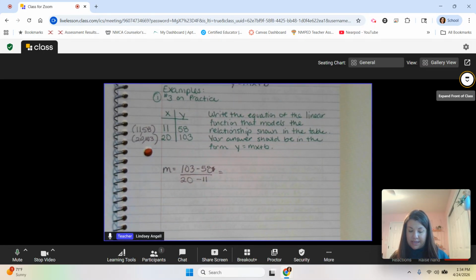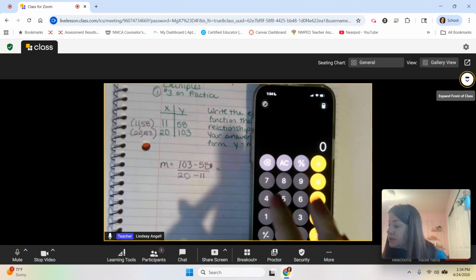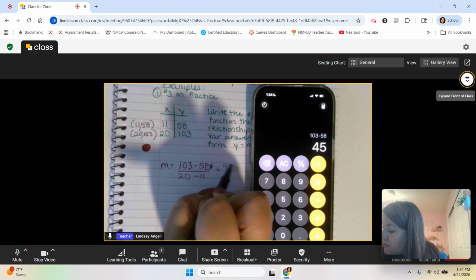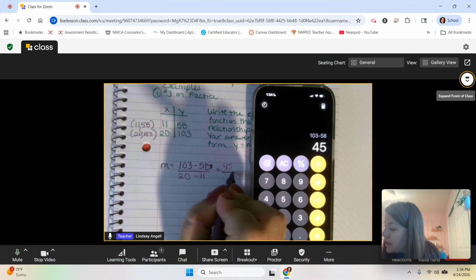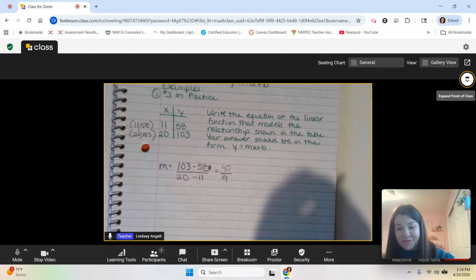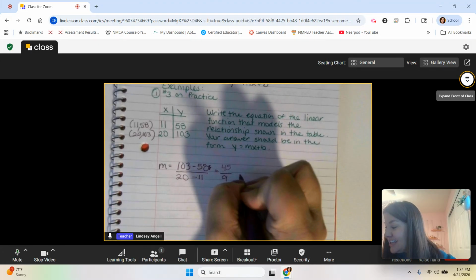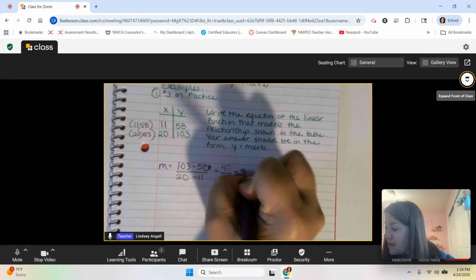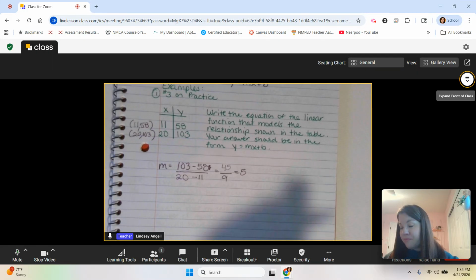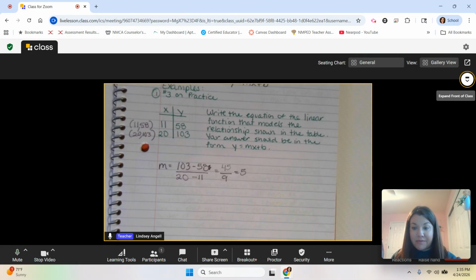Now, let me get my calculator up and cleared. There we go. So 103 minus 58 gives us 45. And then 20 minus 11, I know is 9, okay? So 45 over 9, that is a slope of 5, right? 45 divided by 9 is 5, okay? And then finding that on the actual graph, you'd go up 5 to the right one, up 5 to the right one, and so on.